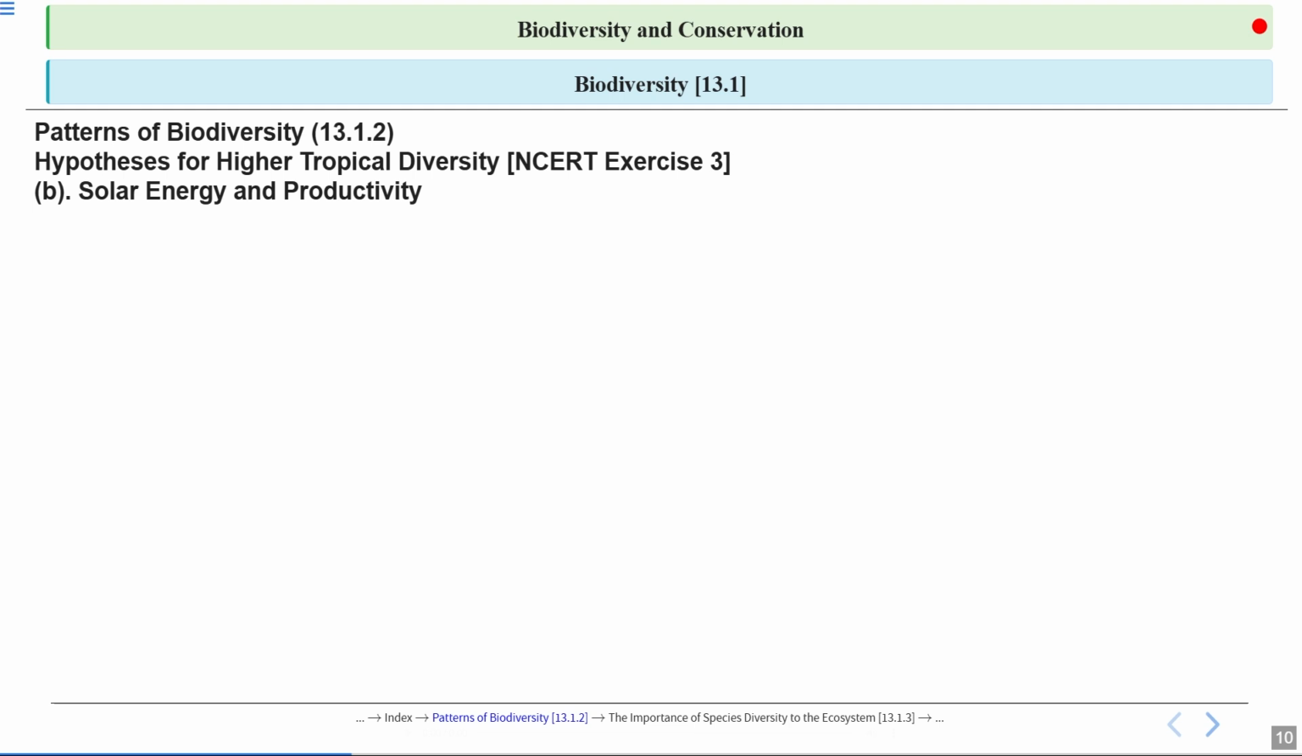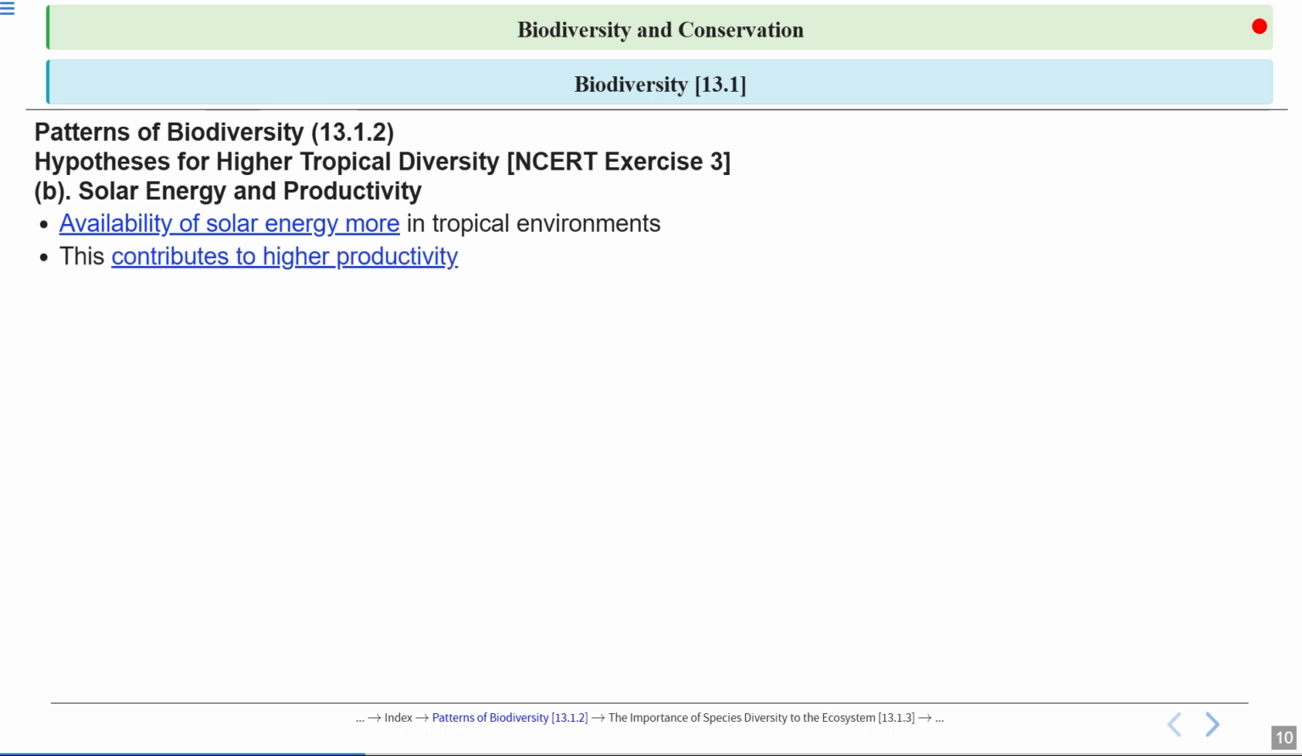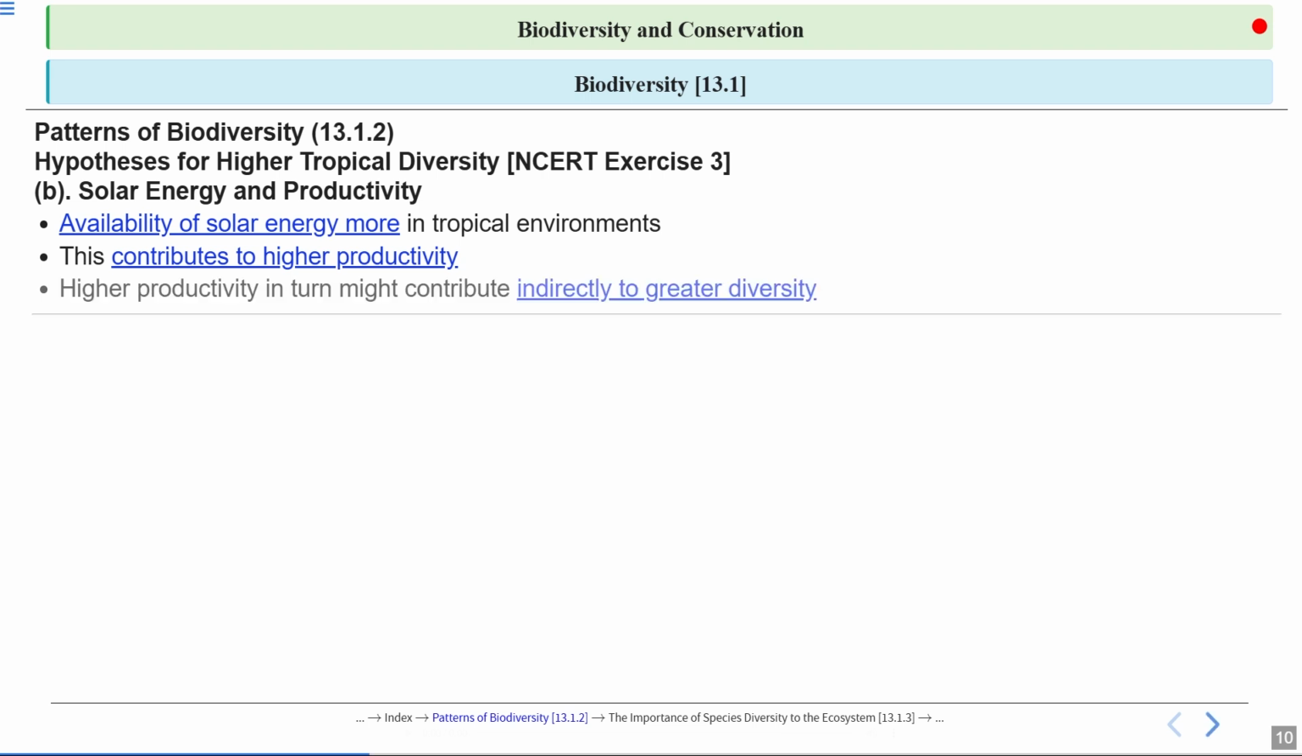Next one is solar energy and productivity. The solar energy available is higher in tropical regions, primarily because the sun's rays strike the earth more directly and at a high angle throughout the year, leading to more concentrated energy. So this contributes to higher productivity, that is, higher biomass production.